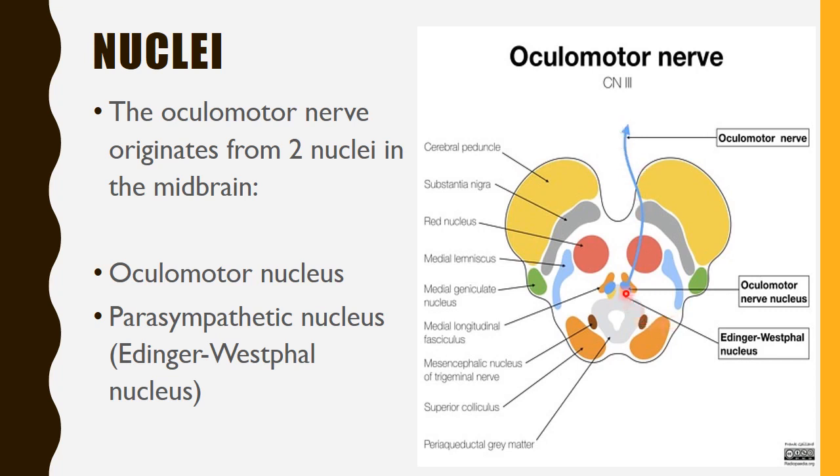Close to this main motor nucleus of the oculomotor nerve is the parasympathetic nucleus of the oculomotor nerve, which is called the Edinger-Westphal nucleus. From this Edinger-Westphal nucleus, the parasympathetic fibers emerge and run along with the main motor nuclear fibers, the general somatic efferent fibers, and they also pass between these crura along with the main motor fibers.